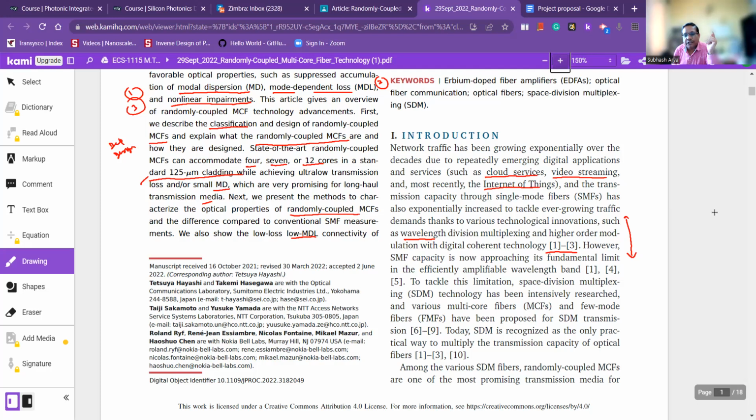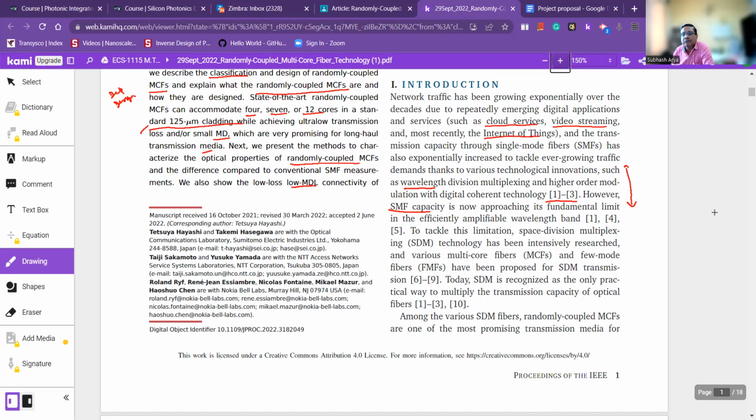However, single mode fiber capacity is now approaching its fundamental limit in the efficient amplifiable wavelength band. Now, what is the drawback? What is the limitation? Currently single mode fiber is approaching its fundamental limit, means it is already saturated. The available bandwidth in the single mode fiber is already exploited. Now it is not able to further meet the demands.